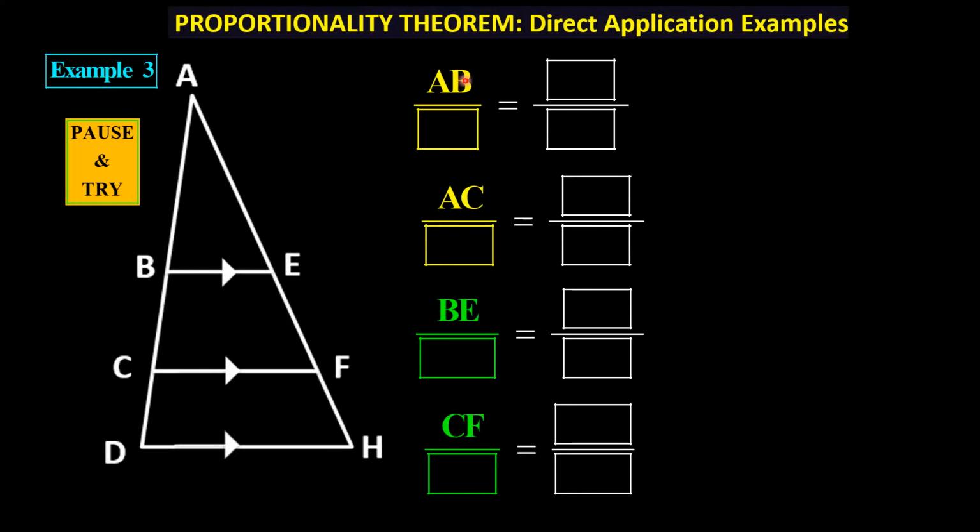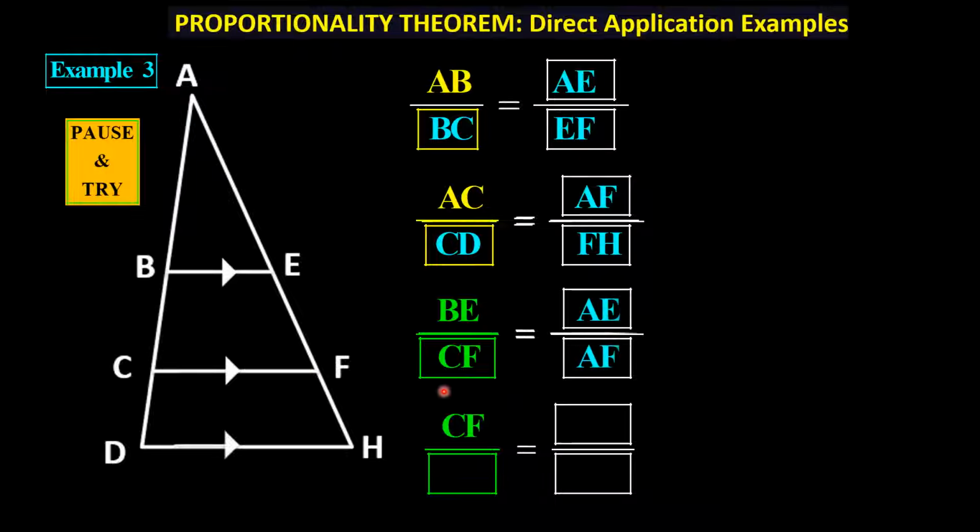Come, let's look at this now. AB, so that's AB. So I can take AB over BC, right? And at the same time I can take AE over EF. Let's look at AC. There's AC. I'm using this pair here. So I can take AC over CD. And then I need to take AF over FH.